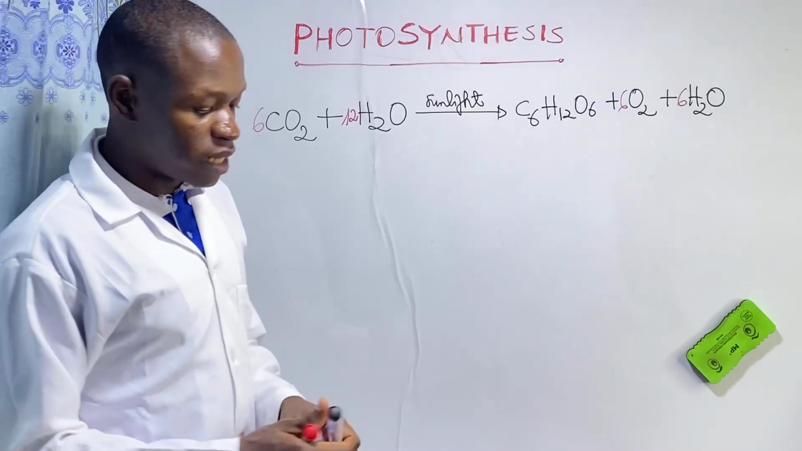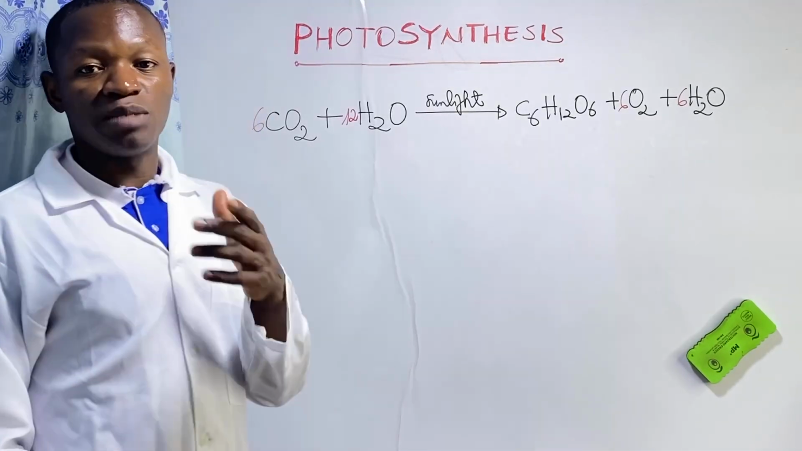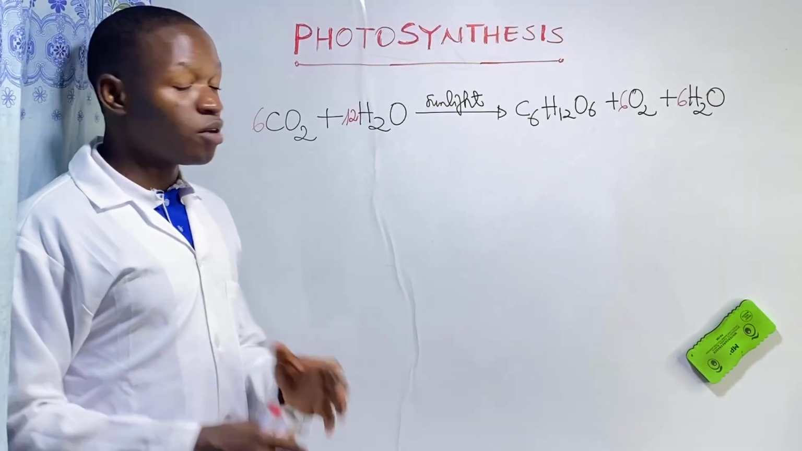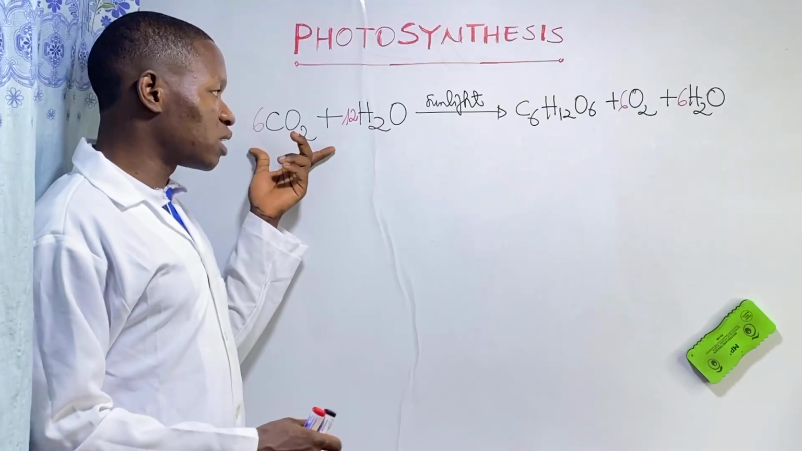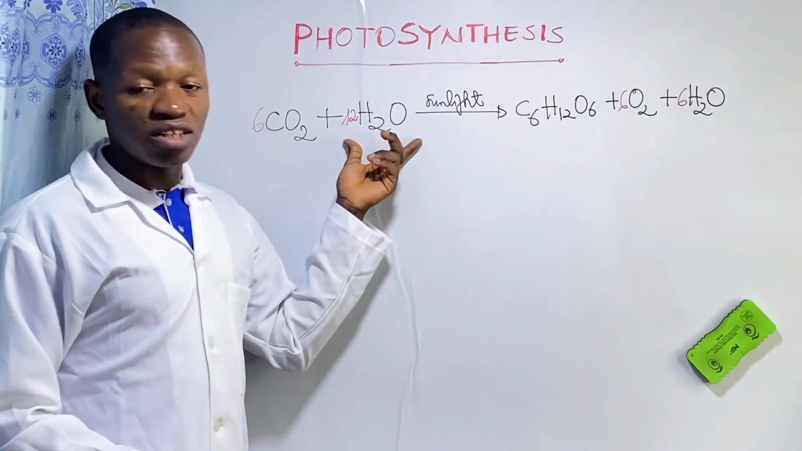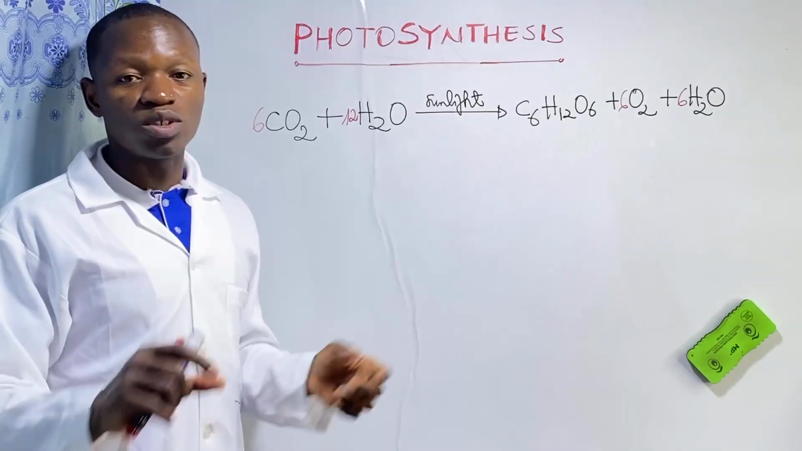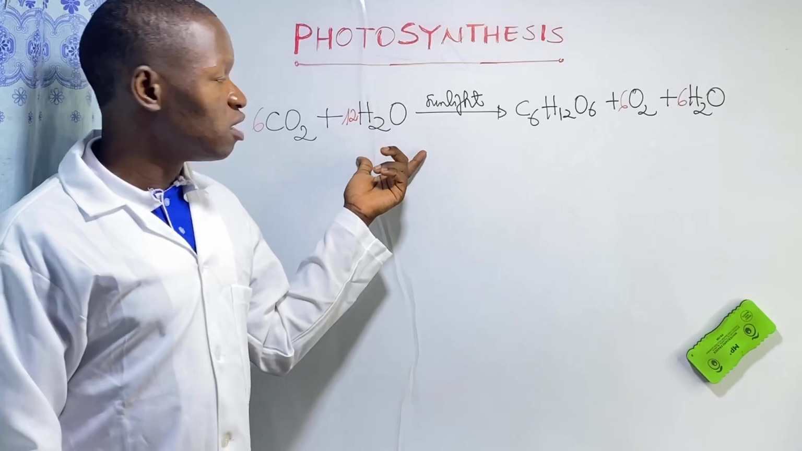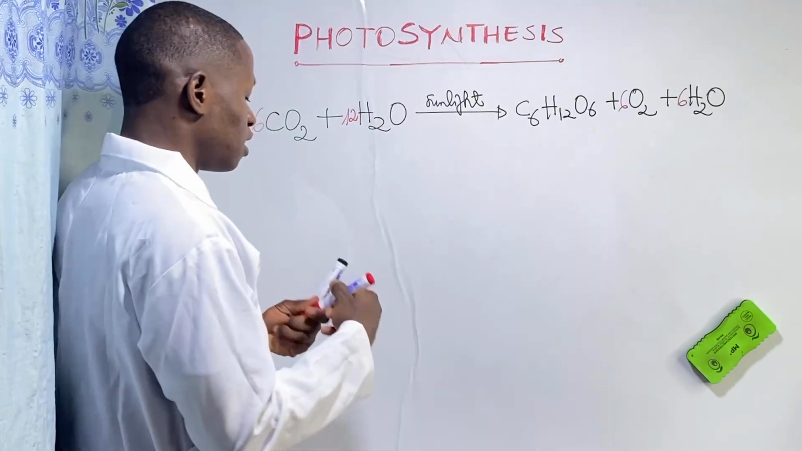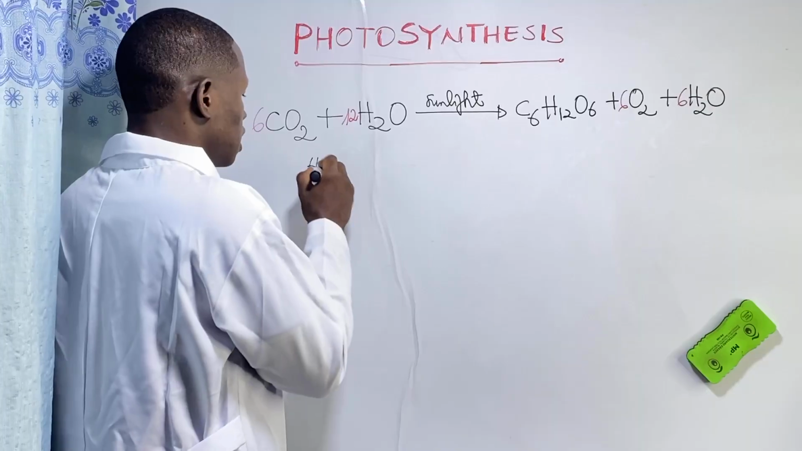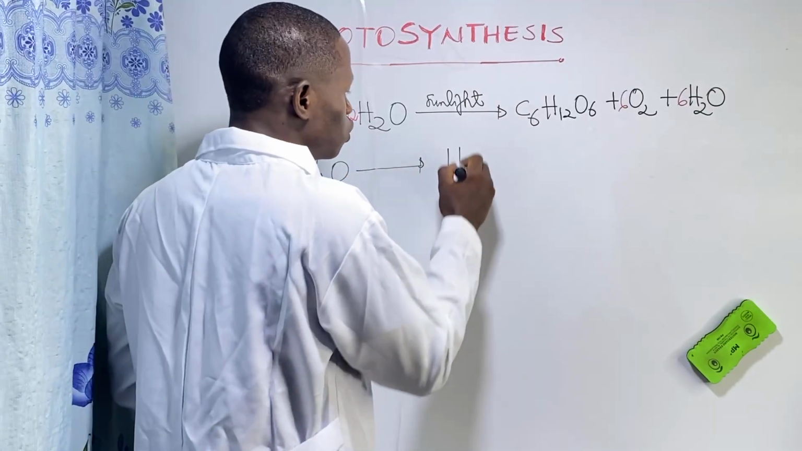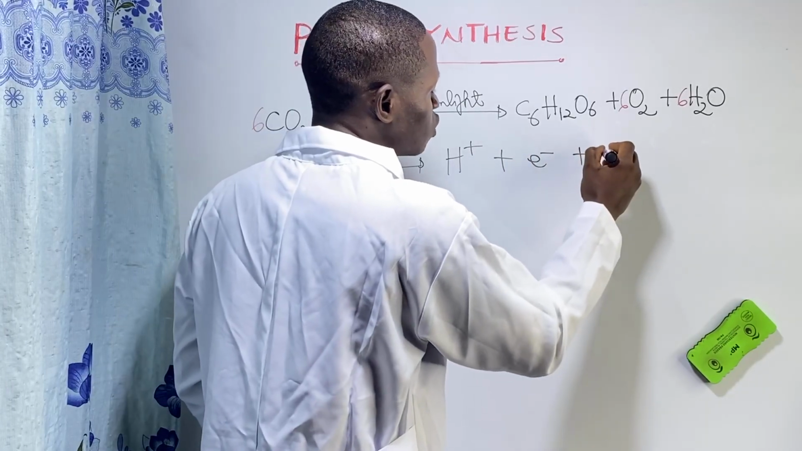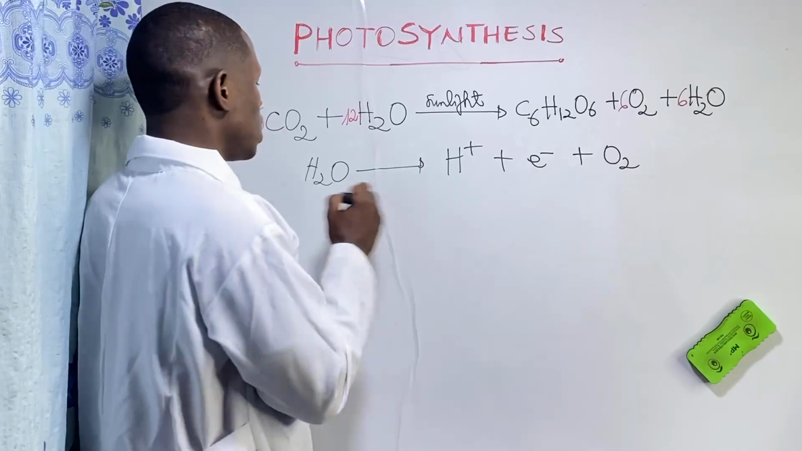So the light dependent reaction typically uses water. Before that, we have two reactants, carbon dioxide and water, right? The first reactant used is water, right? Water is used in the light dependent reaction. Water is broken down in a process called photolysis. So water is broken down in the light dependent reactions to produce protons, to produce electrons, and to produce oxygen as a waste gas, right?